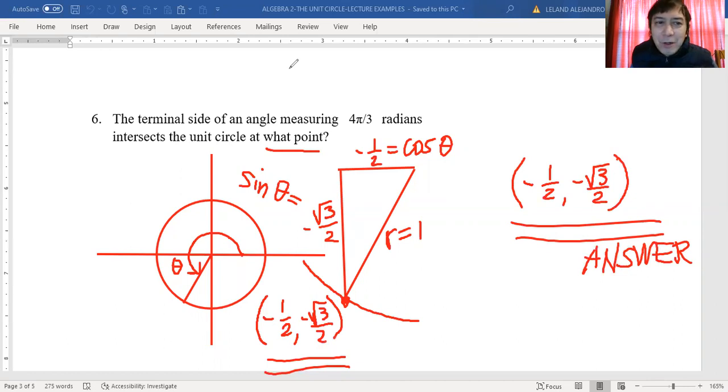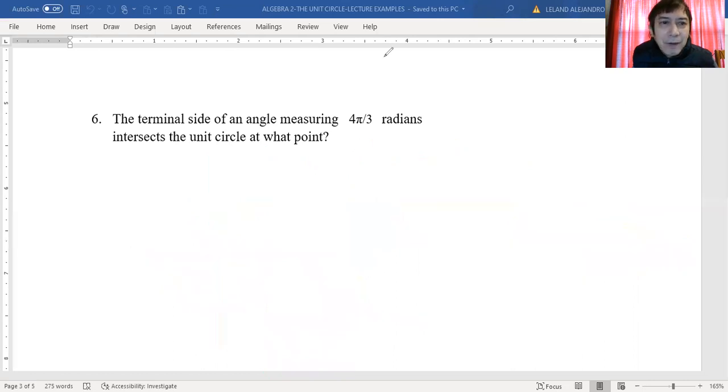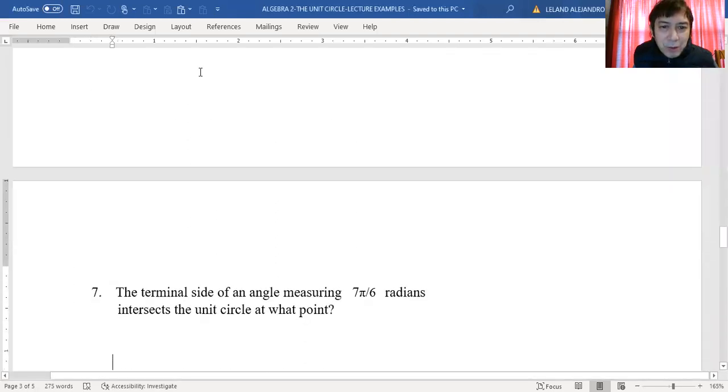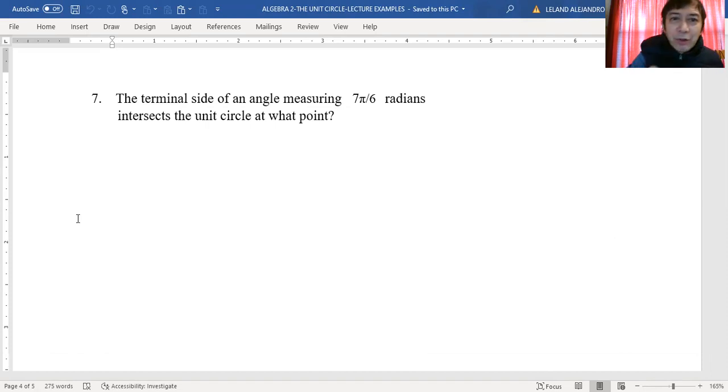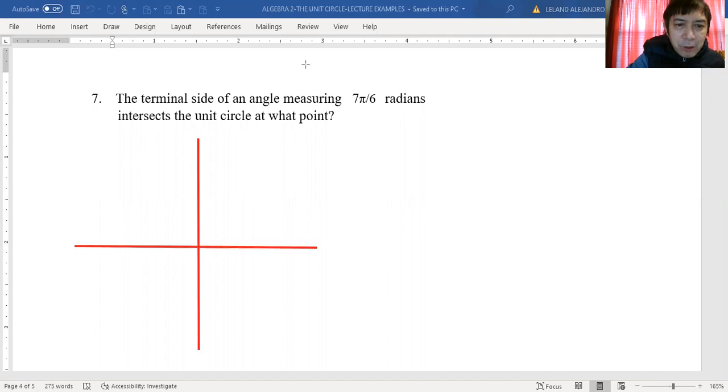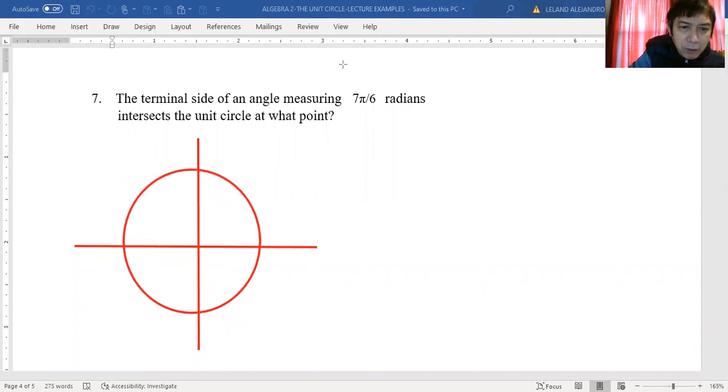All right, so this goes to our number 6. Let's continue with number 7. Here's number 7. Let's read. The terminal side of an angle measuring 7 pi over 6 radians intersects the unit circle at what point? Again, we will try to draw a unit circle, starting with the y-axis, and this is our x-axis, and we provide a circle. Let's make it larger. Let me clear that. Let's do a larger circle.